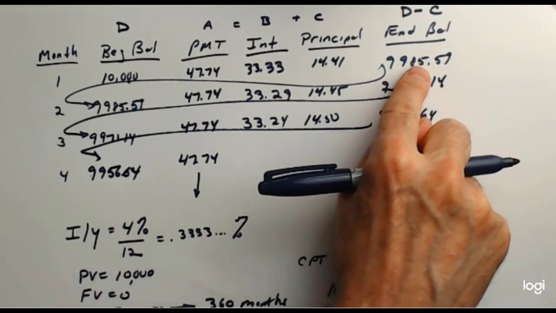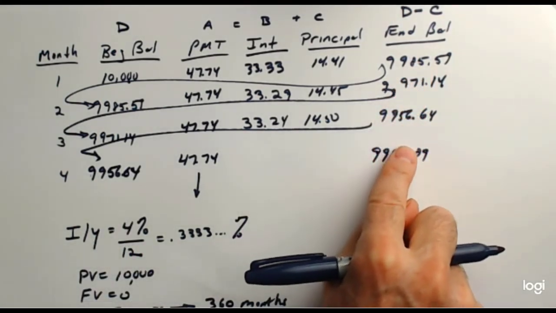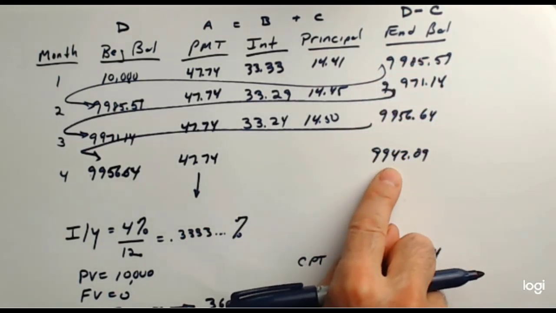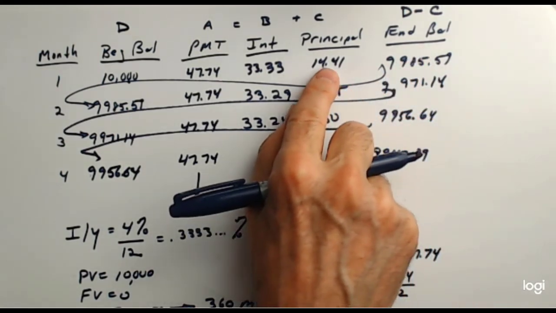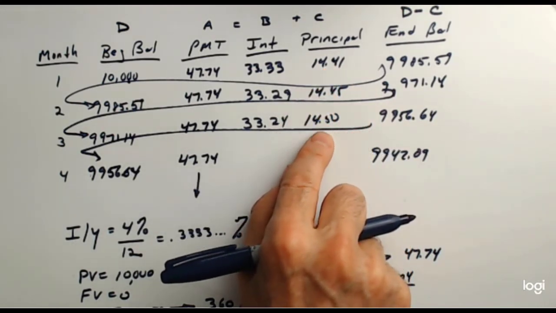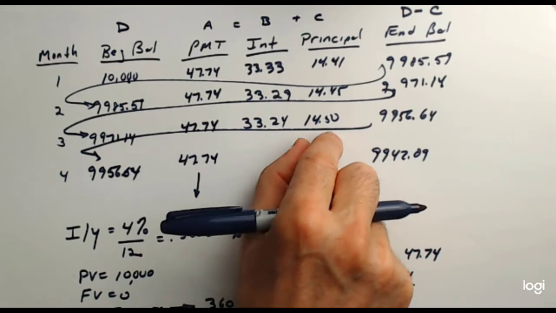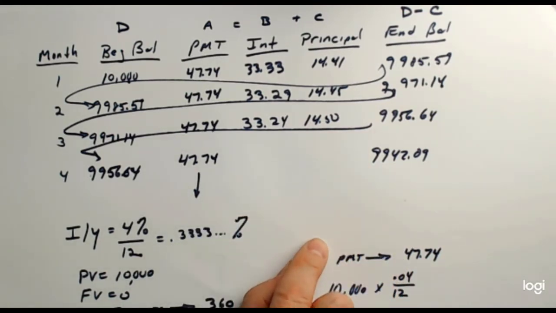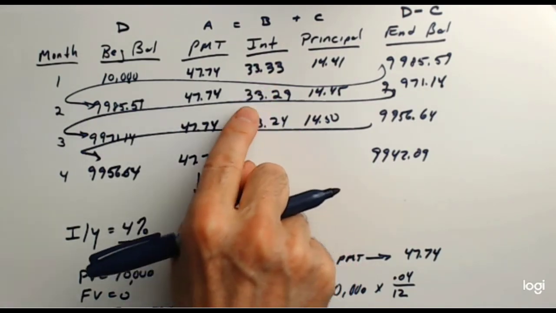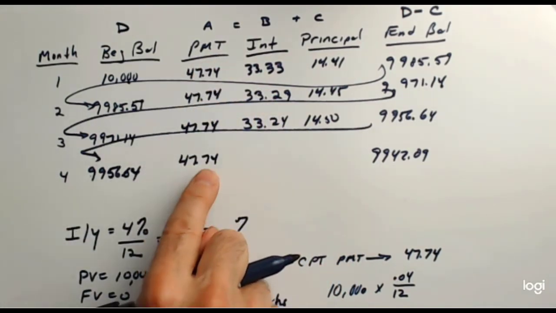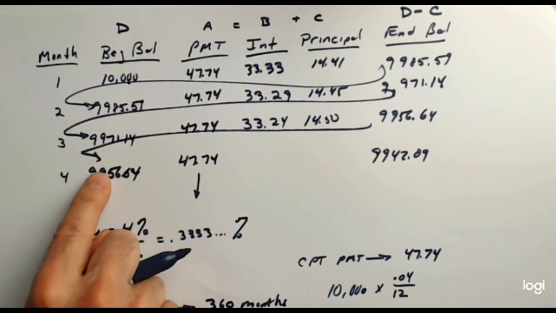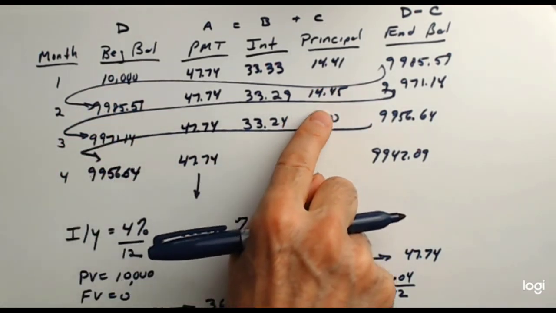Now, a couple of observations. Notice the ending balance, the principal, is slowly declining. At first, it slowly declines and then it picks up, because notice what happens. It's $14.41, $14.45, $14.50. It'll get bigger and bigger and bigger as we go on in terms of principal, because this interest payment will shrink. This payment here will stay constant. The interest will shrink because this balance here is shrinking. So the principal will go up.